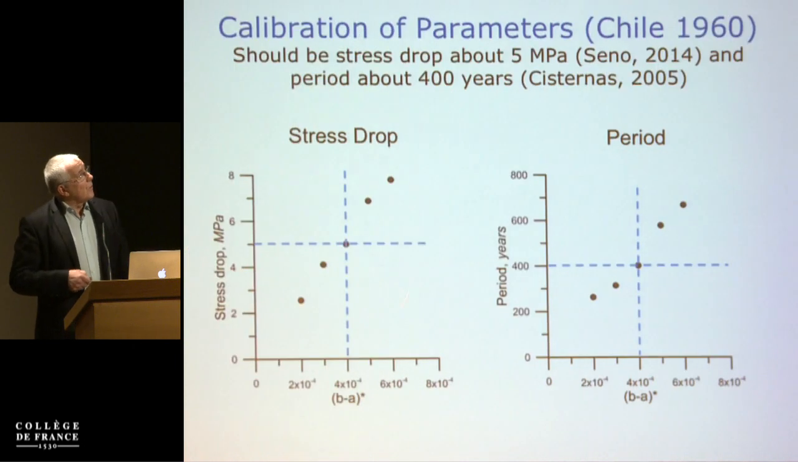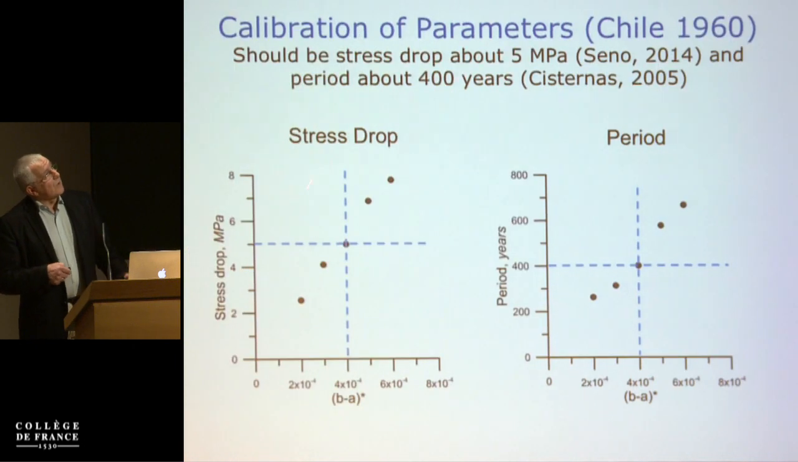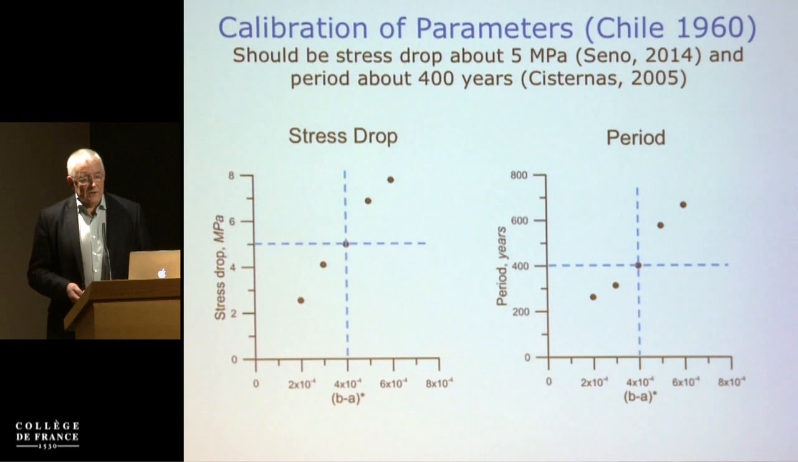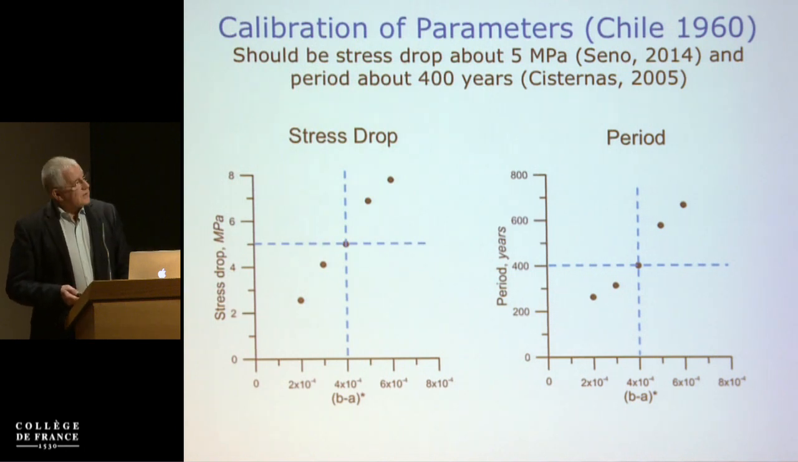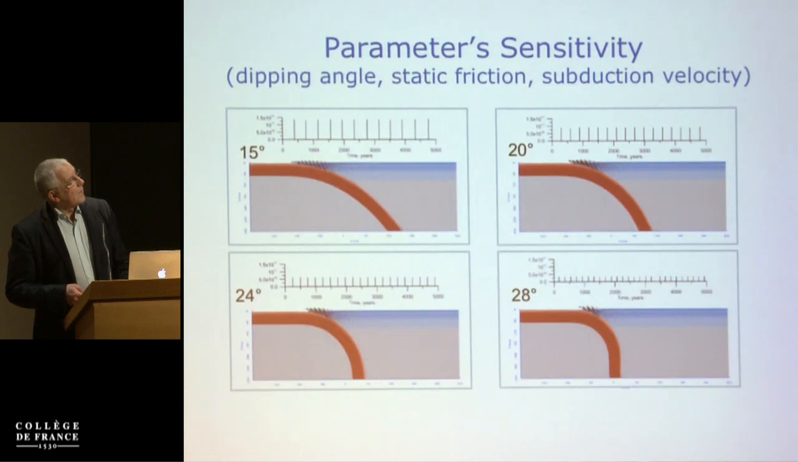So this is how we calibrate our rate and state parameters. Instead of using experimental data, we just calibrate them to get the realistic stress drop and period for the Chile 1960 earthquake. And those are the parameters we are using in the rest of the models.